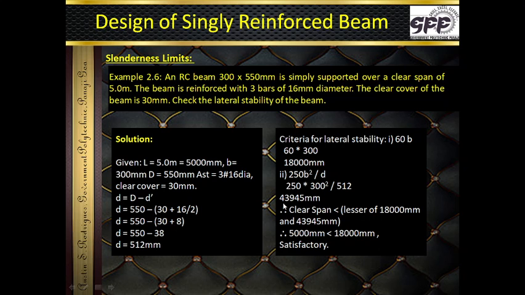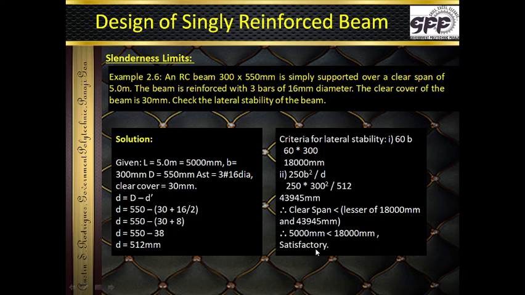This value comes to 43,945. The lesser of the two, 18,000 or 43,945, is 18,000. So the clear span should be less than the lesser of 18,000 or 43,945. So 5,000 mm should be less than 18,000 mm. Yes, 5,000 is less than 18,000, so it is satisfactory.